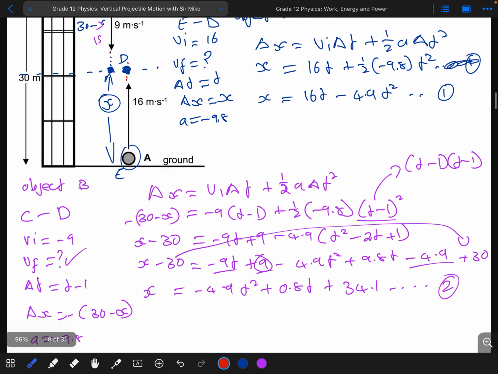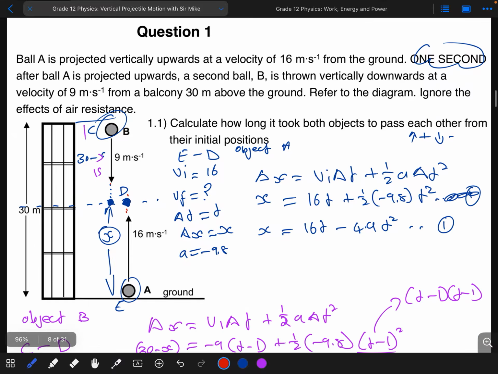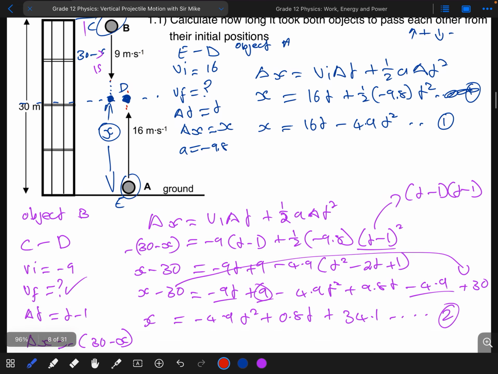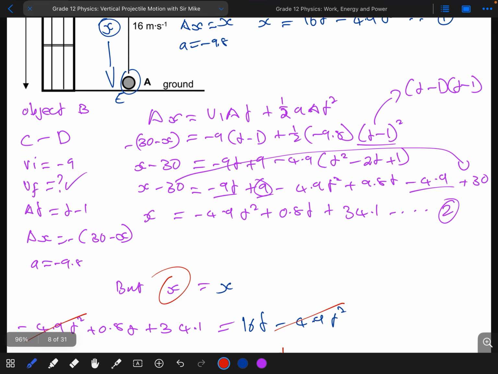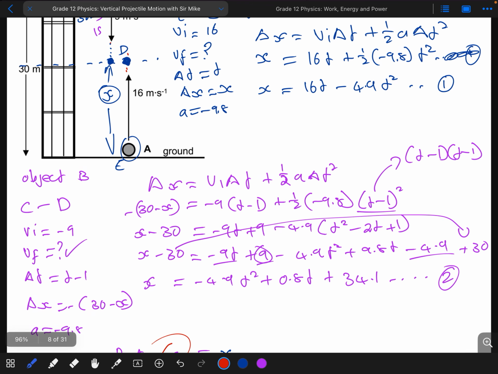Now, I took this question from a past paper, and I extracted just the section I needed. For 1.2, they say: hence determine how high above the ground ball A will be at the instant the two objects pass each other. So they are now asking for the value of x, how high above the ground object A was when they passed each other.